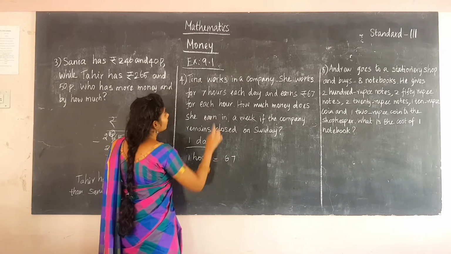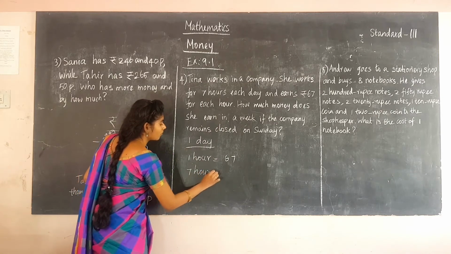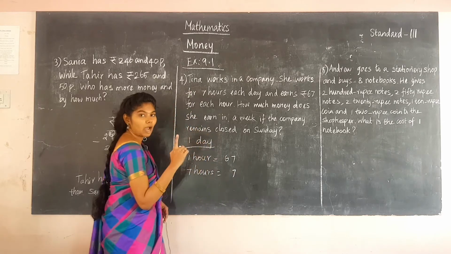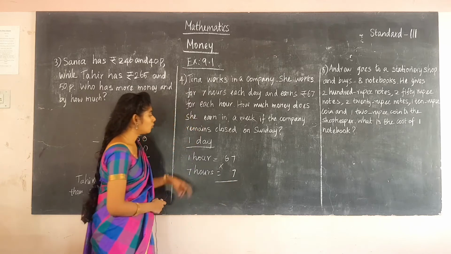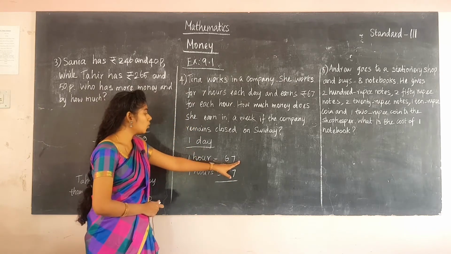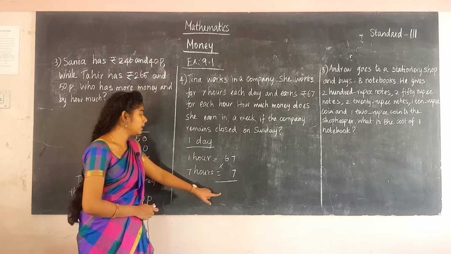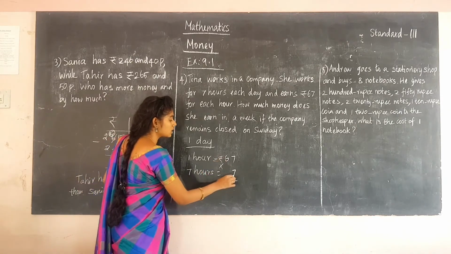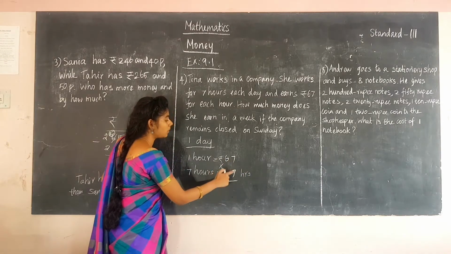So for 7 hours, to find for one day, we have to multiply these two numbers. Then we can find for one day how much she is earning. For 1 hour 67 rupees means for 7 hours how much will she earn. After finding the answer you have to give the rupees sign. This is hours, this is rupees. So we have to multiply these two numbers.